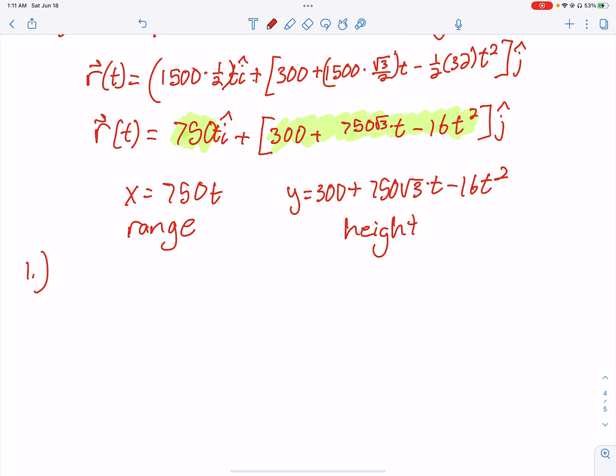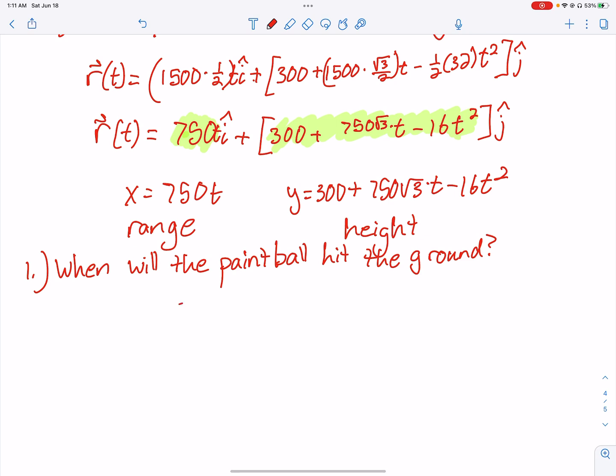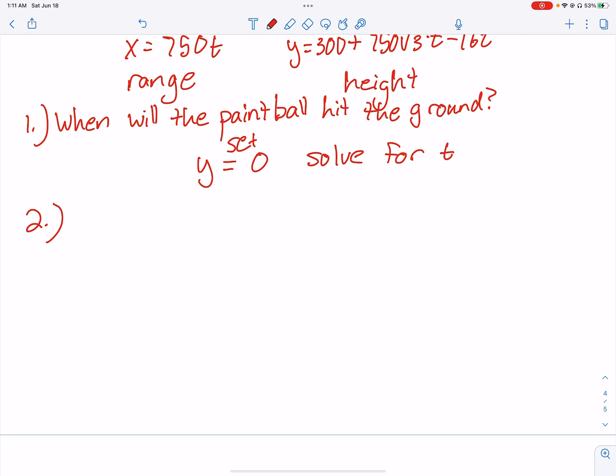I have a series of questions I want to answer that are most common for this, that'll fit a lot of different types of problems that I may ask. Will the paintball, we're done with the paintball gun, hit the ground? Classic question. So we just take the y, and if I want to know when it's going to hit the ground, I set this thing equal to 0 and then solve for t. That's it, right? We've done that probably so much in our lives at this point.